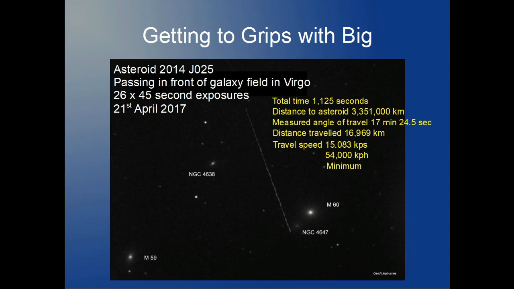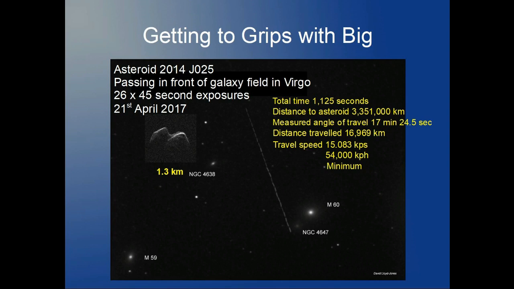I did find one reference on the internet to a speed of 21 kilometers per second, which translates to 75,600 kilometers per hour. But let's stick with what we can measure from our image and say that the speed is a minimum of 54,000 kilometers per hour. At its closest approach, the asteroid was imaged by the giant Arecibo radio telescope. It found that the asteroid is a double-lobed object measuring 1.3 kilometers across.